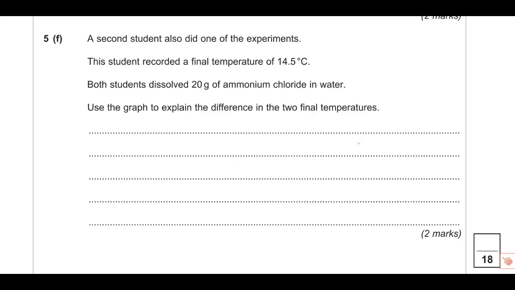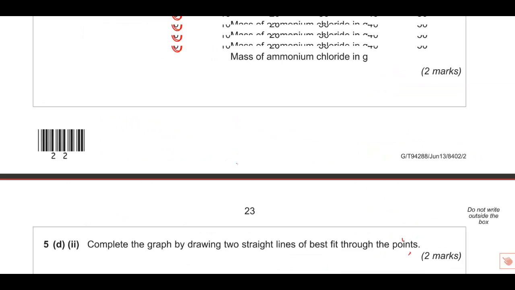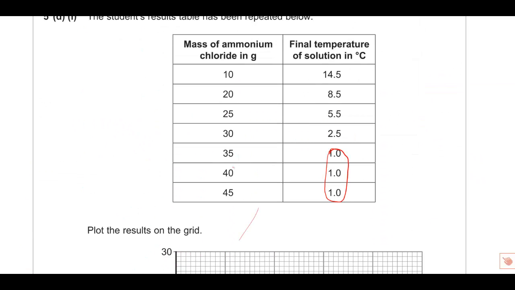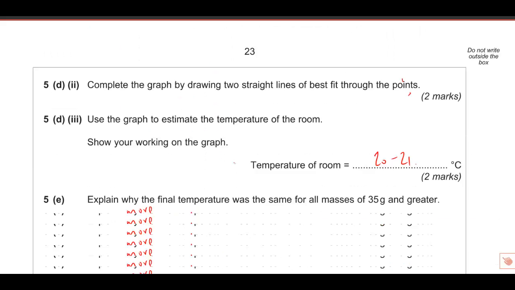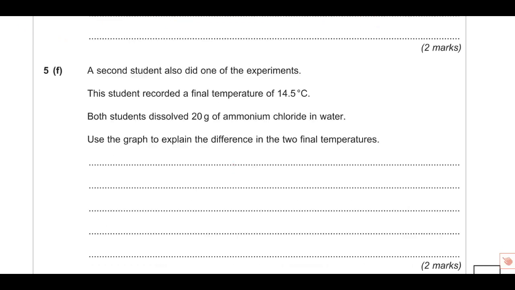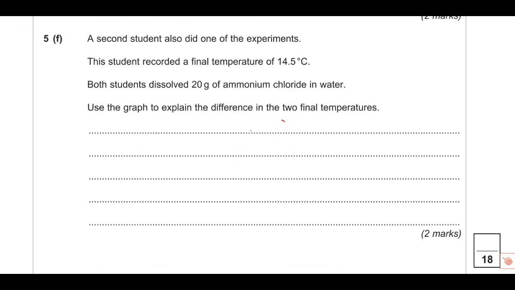Right, a second student also did one of the experiments. This student recorded a final temperature of 14.5. Both students dissolved 20 grams of ammonium chloride in water. Use the graph to explain the differences in the two final temperatures. So let's look at the values again. So a student found that when he dissolved 20, student 1 got 8.5, which was the original one. Student 2 hit 14.5. Why is that the case?